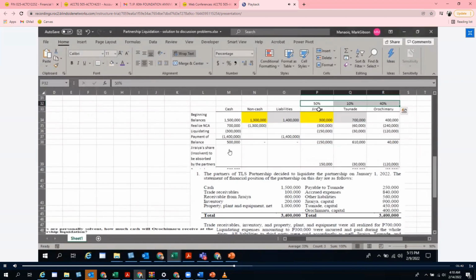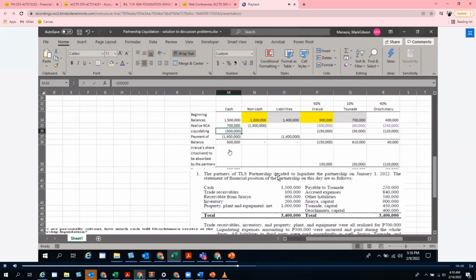So 600,000 multiplied by 50%, so that's 300,000. Kay Tsunade naman, 60,000. So that's 600,000 multiplied by 10%. And then finally for Orochimaru, that's 600,000 multiplied by 40% or 240,000 pesos. Next, on the liquidating expenses or liquidation expenses of 300,000. That's a deduction to your cash. Kasi nga magbabayad ka. So yun lang naman ang logic nun.